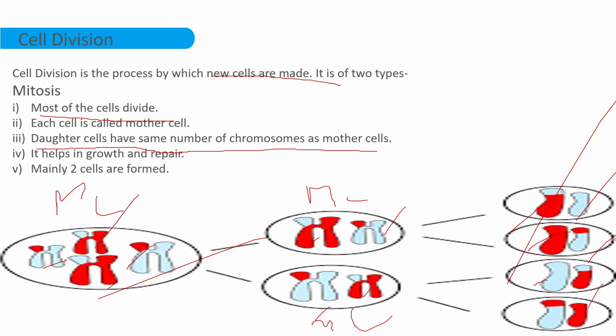So this is mitosis. It helps in growth and repair. Mainly two cells are formed. So this was the first cell out of which two cells came, and out of this cell two cells came. So this is the process of mitosis, which helps in growth and repair.